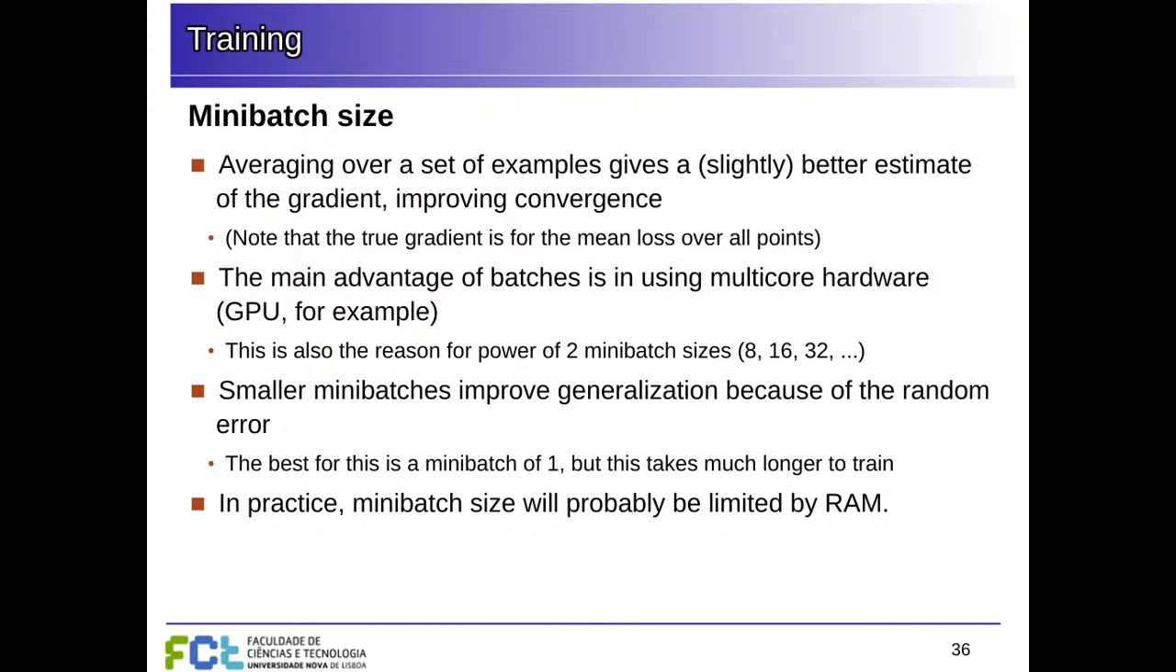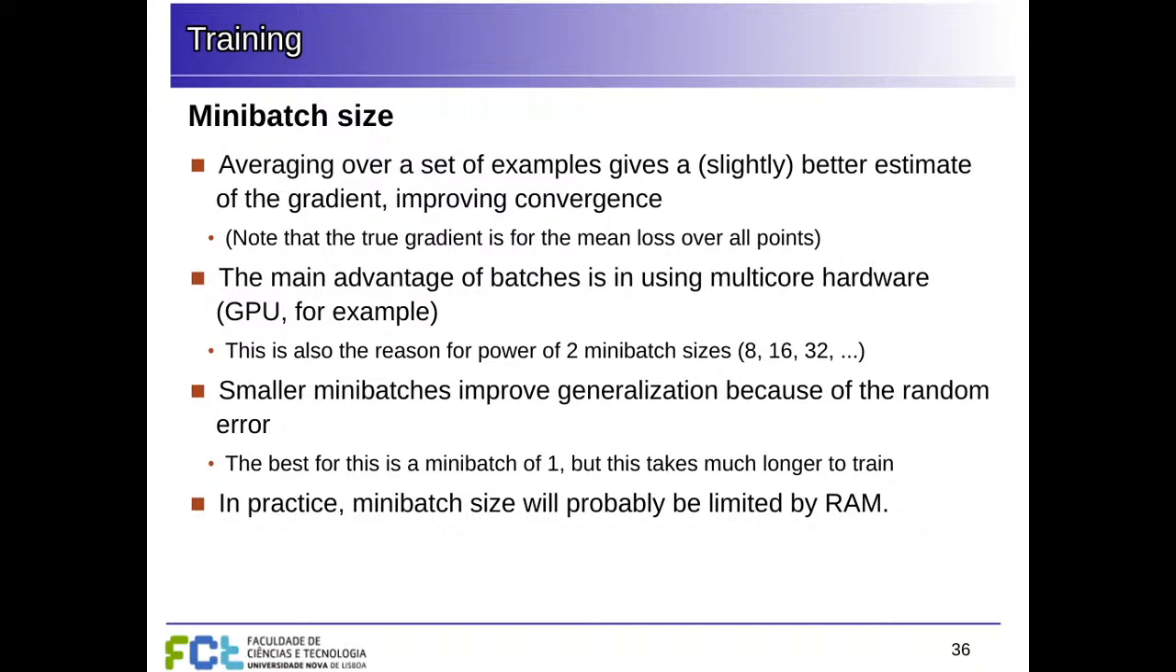Another parameter that we have to consider is the size of the mini batch that we're using, that batch of examples we're using to estimate the gradient. Averaging over a large set of examples, the larger it is, the better the estimate of the gradient. The true gradient would be computed for all the data that we have. If we are using a subset of the data, the larger the subset, the more accurate the estimate of the gradient of the loss function.